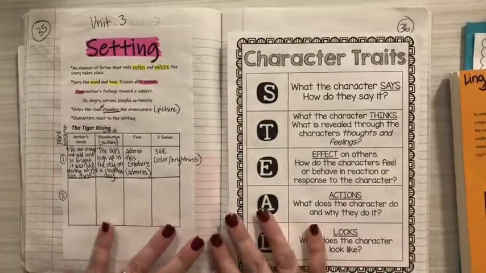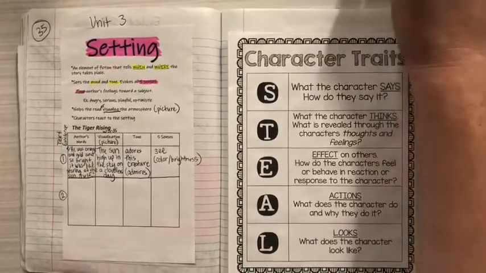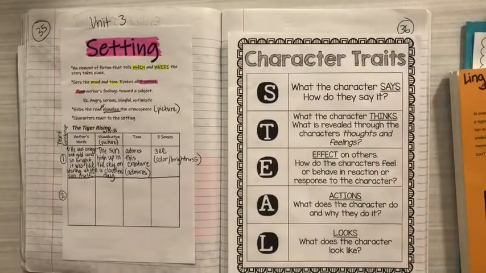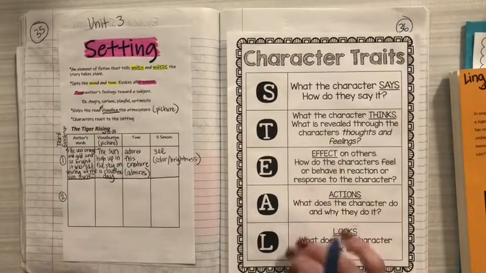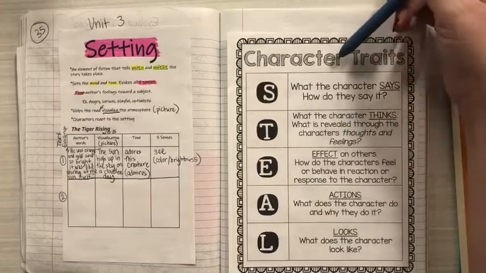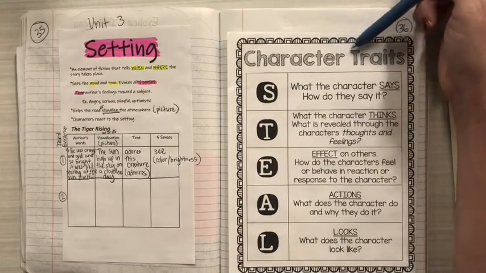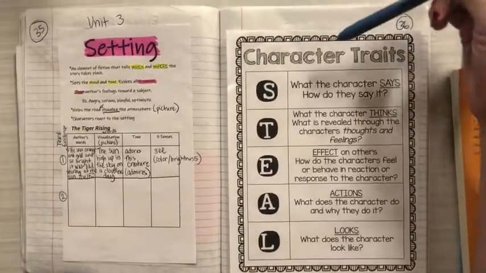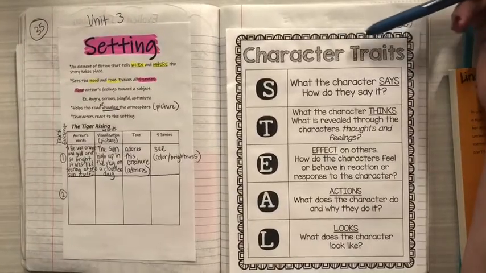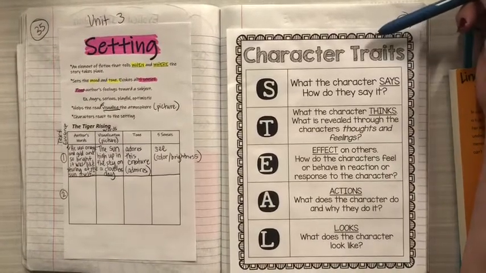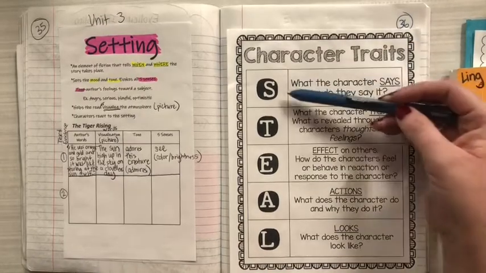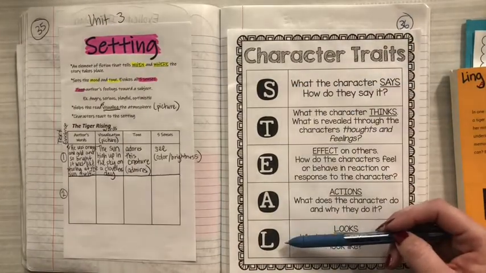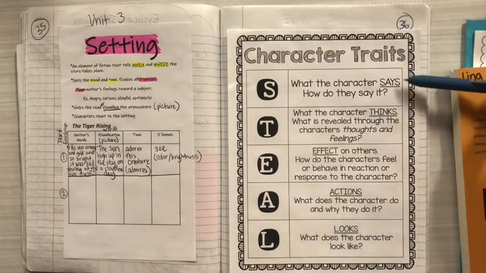So we're going to turn back to our first teach page. We are continuing on with our story elements, and now we're going to be talking about the story element of characters. Within our characters, we are learning the difference between our character traits and our physical traits within the story.